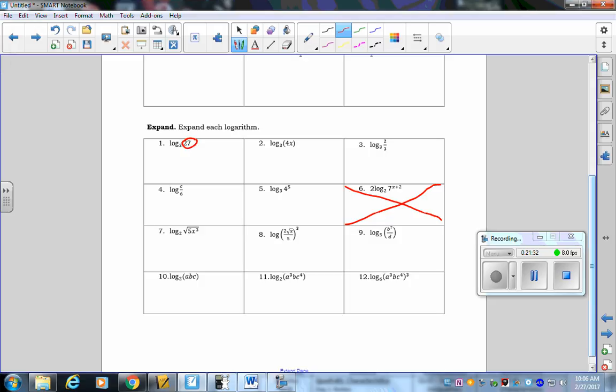Well, I only have one number there, so we're going to break it up into a factor pair. Never use 1 and itself because log base 3 of 1 is 0, so you're really just rewriting the problem. So we're going to do log base 3 of 3 and log base 3 of 9.